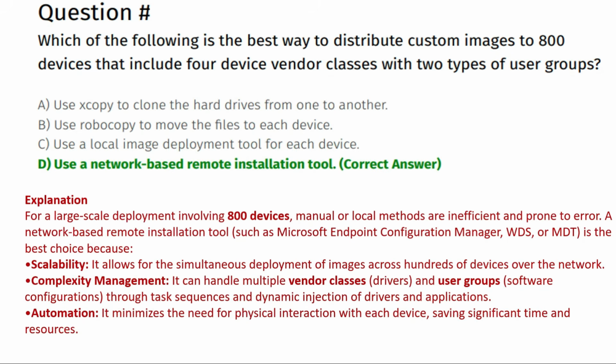The next question is, which of the following is the best way to distribute custom images to 800 devices that include 4 device vendor classes with 2 types of user groups? Option A, use Pass copy to clone the hard drives from one to another. Option B, use robocopy to move the files to each device. Option C, use a local image deployment tool for each device. Option D, use a network-based remote installation tool.